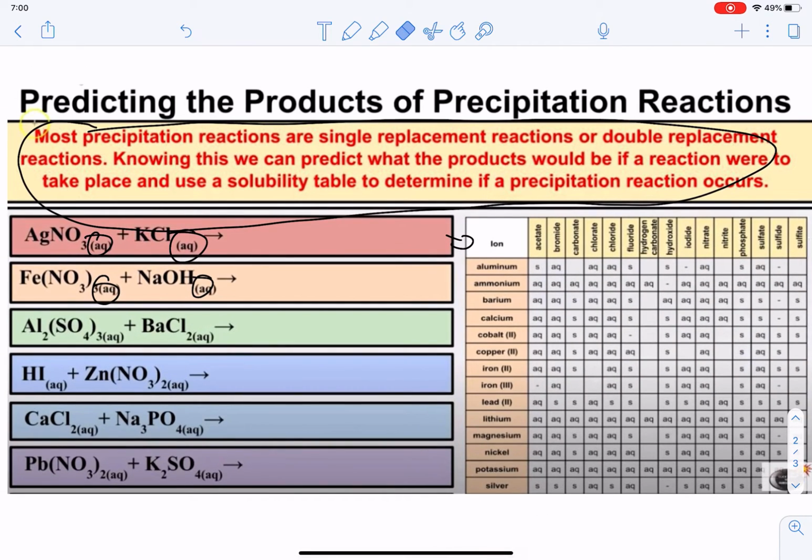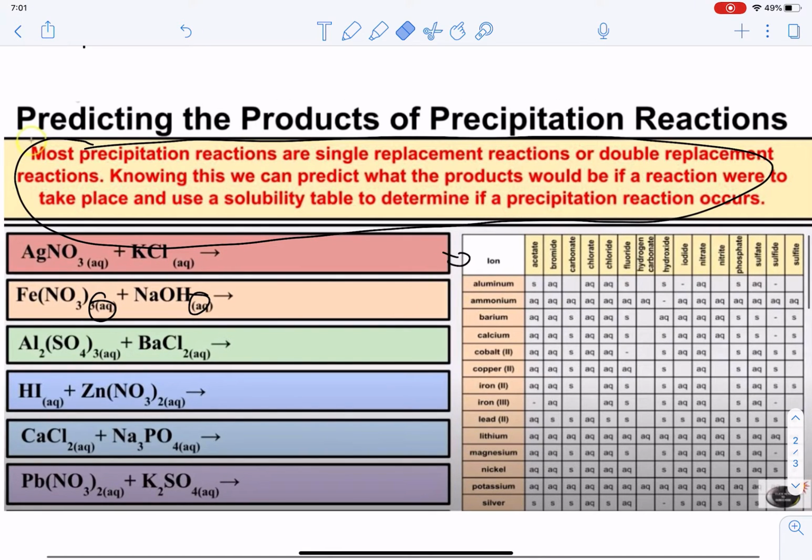All right, so to predict the products, these are all double replacement reactions, right? So remember our double replacement kind of template.